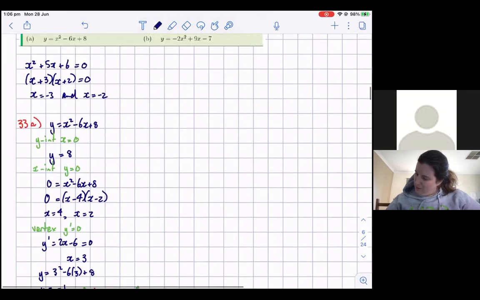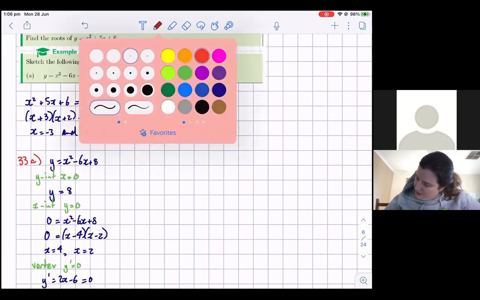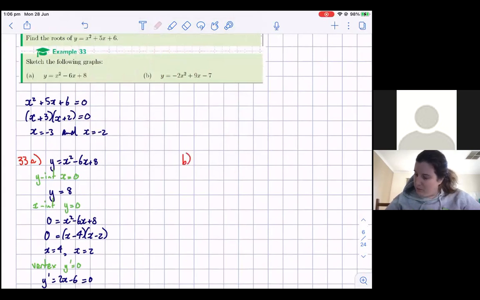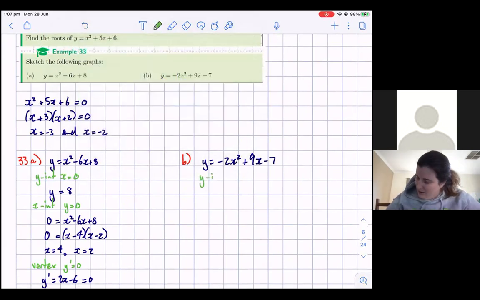Okay, 33b, we had y equals, this one's a harder one, I like it, because it's not going to be so easy to factorize. Using the quadratic formula might be the quickest way to find the roots. Y equals negative 2x squared plus 9x take 7. Same process. Y-intercept, x equals 0. So y is just going to be negative 7.